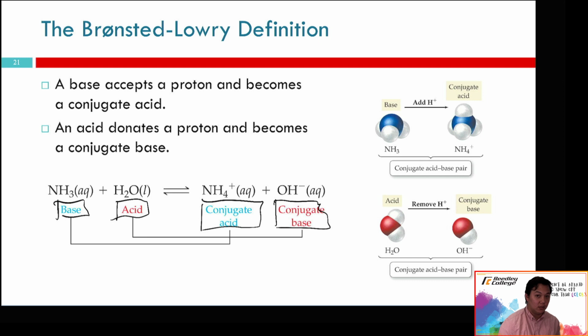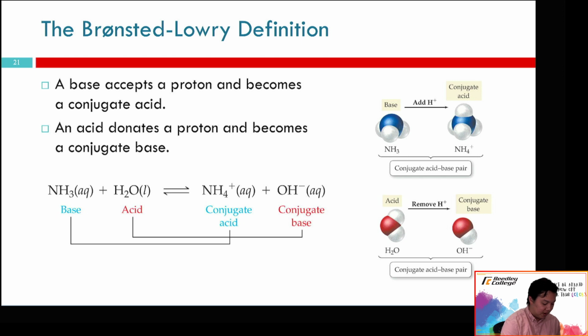So if I give you this reaction here, and I ask, what is the conjugate acid in this reaction? That's a little too vague, I don't know if I'd ask it that way, but if I asked you what is the conjugate acid in this reaction, NH4 plus would be the conjugate acid, not H2O. H2O would just be the acid.